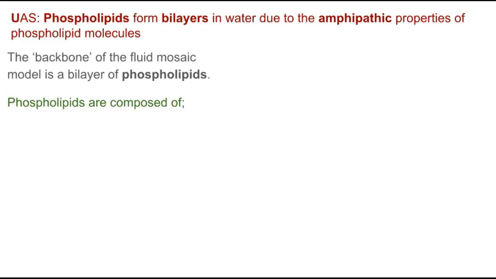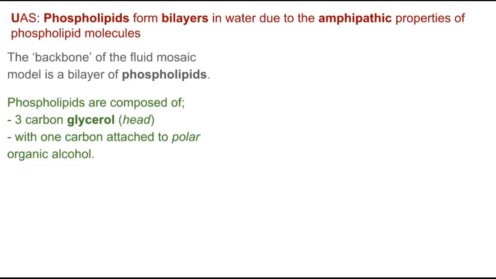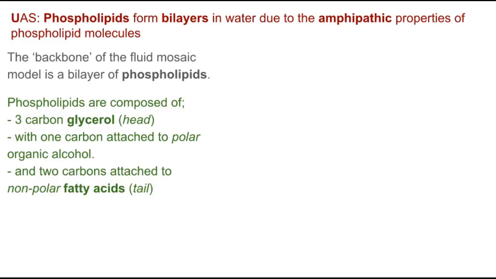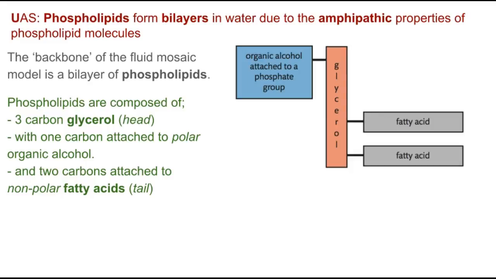Phospholipids are composed of a 3-carbon glycerol head with one of these carbons attached to a polar organic alcohol and the other 2 carbons attached to non-polar fatty acids, which we call the tail. We can see that here, and again this is taken from your textbook. The alcohol and 2 fatty acids attached to this 3-carbon glycerol molecule.